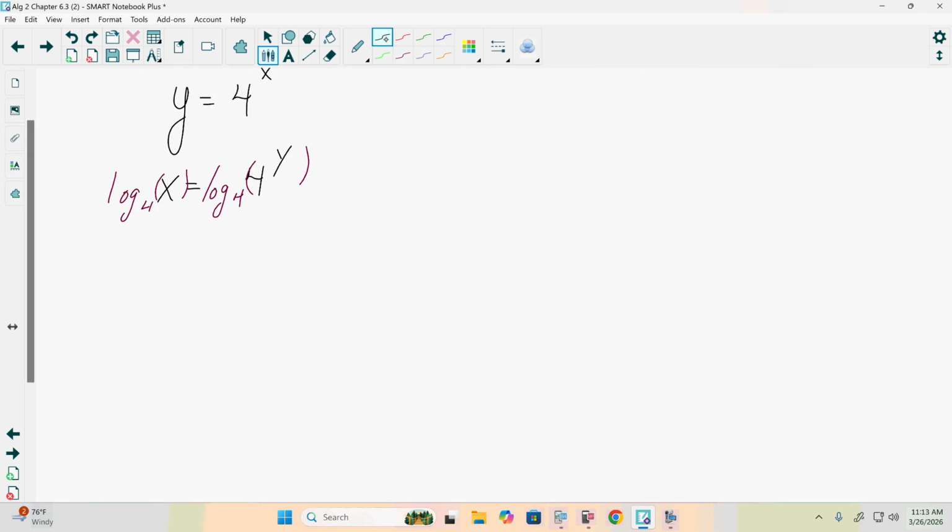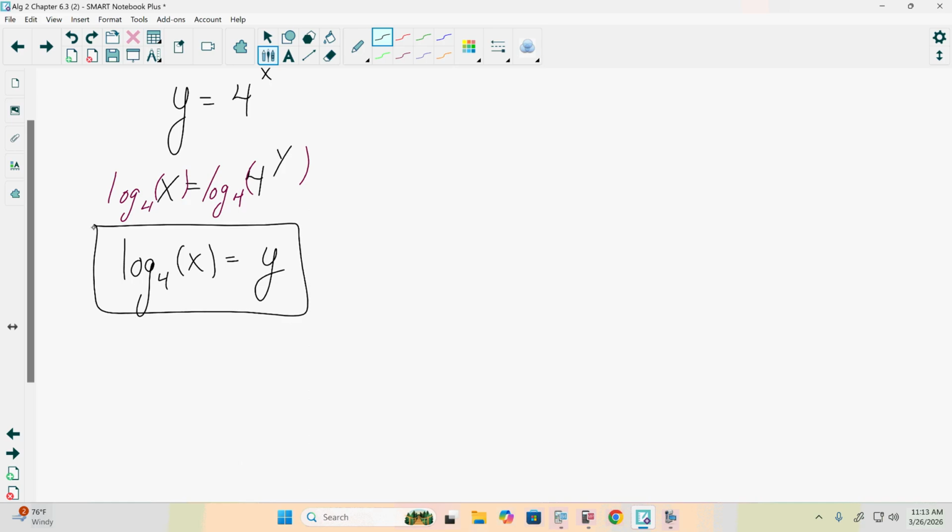Because on the left-hand side, log base 4 of x is just, well, log base 4 of x. It doesn't simplify. But on the right-hand side, we have log base 4 of 4 to the y. That log base 4 of 4 will reduce to just y. We can leave it as that, or if you want to switch it, y equals log base 4 of x, you can as well. But that is it.